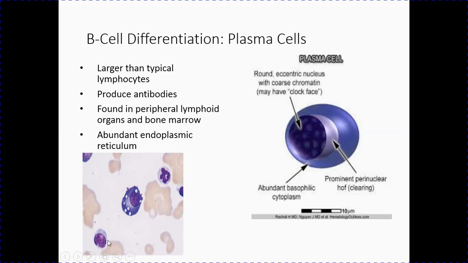So if we remember, in a normal lymphocyte, the nucleus is about the size of a red cell. Look at a red cell, and then most of the cell is nucleus. Then look at this plasma cell compared to a red cell or even to another lymphocyte, considerably larger.